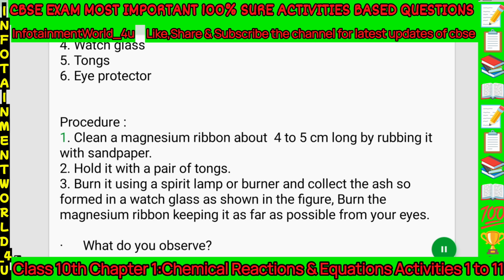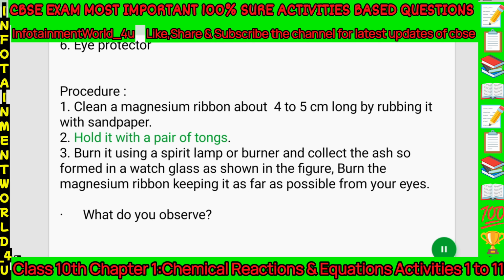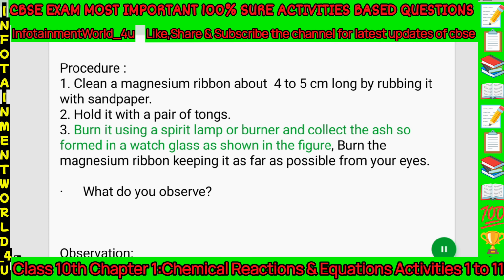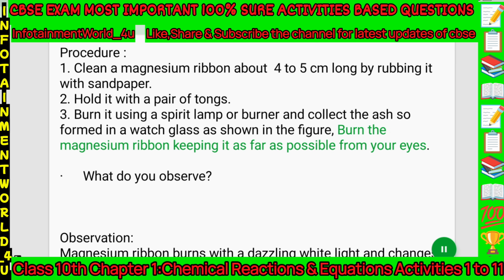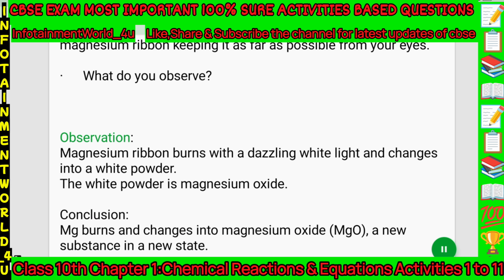Procedure. 1. Clean a magnesium ribbon about 4 to 5 centimeters long by rubbing it with sandpaper. 2. Hold it with a pair of tongs. 3. Burn it using a spirit lamp or burner and collect the ash so formed in a watch glass as shown in the figure. Burn the magnesium ribbon keeping it as far as possible from your eyes. What do you observe? Observation.